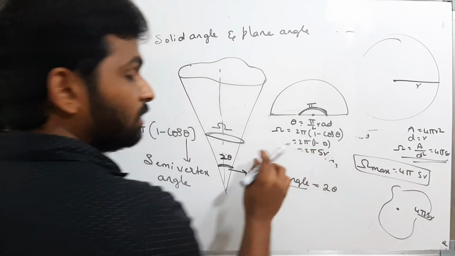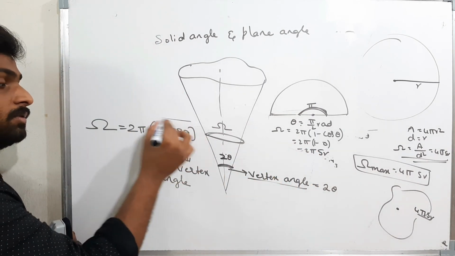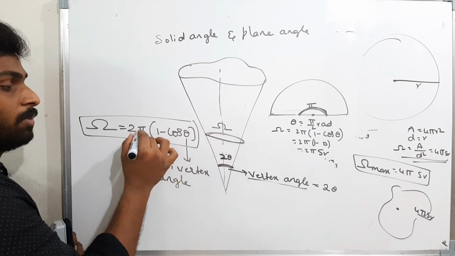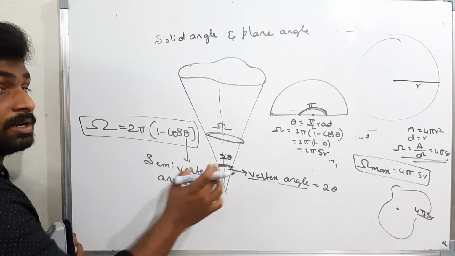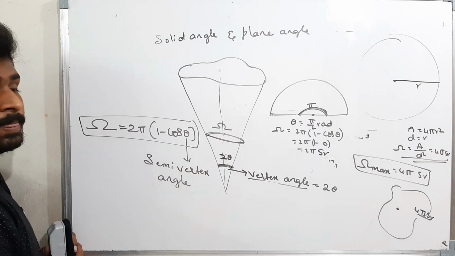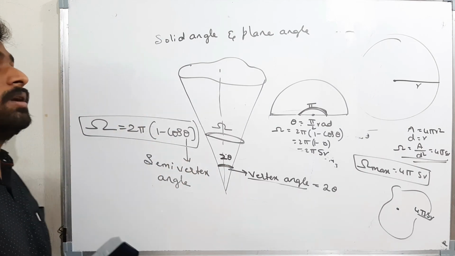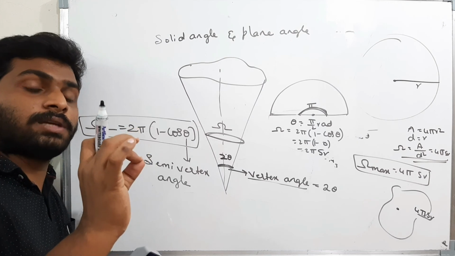The relation between the plane angle and solid angle is this one. Solid angle is equal to 2 pi into 1 minus cos theta, where theta is a semi-vertex angle. This is not the vertex angle, it is the semi-vertex angle. Please remember this. By this we completed the solid angle, plane angle and scientific notation.